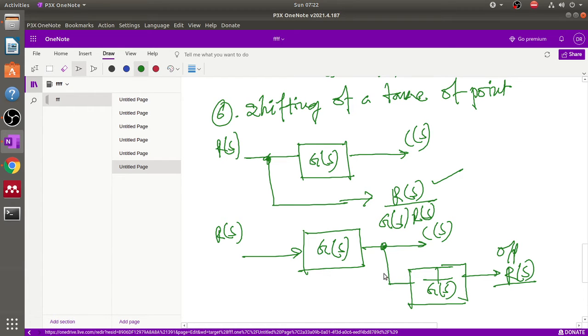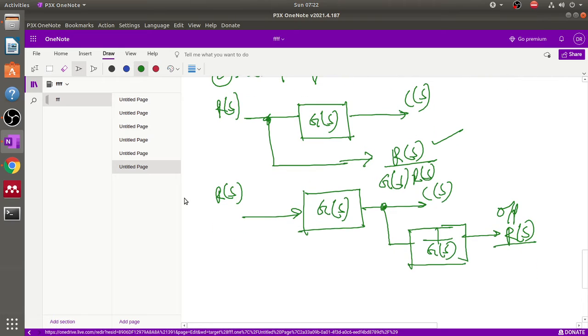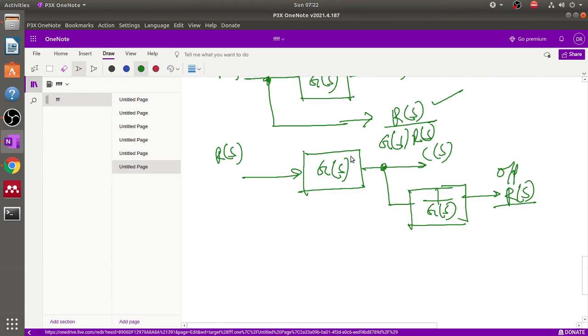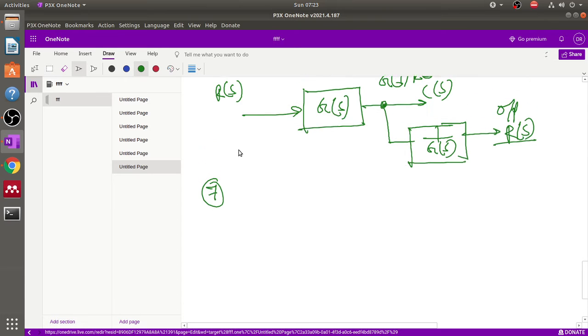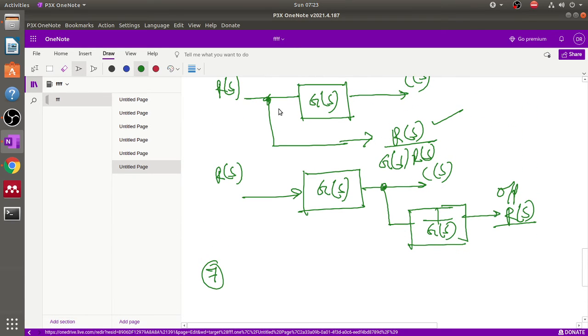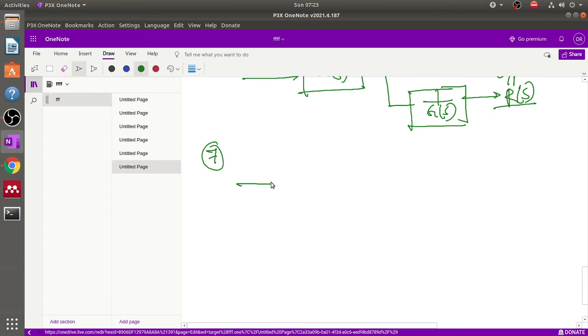Okay, so this is known as shifting of a takeoff point from a position before a block to a position after this block. Okay, next we talk about shifting of a takeoff point from a position after a block to a position before a block. Okay, so now our problem is very crucial, because this shifting point is before and we convert it after.